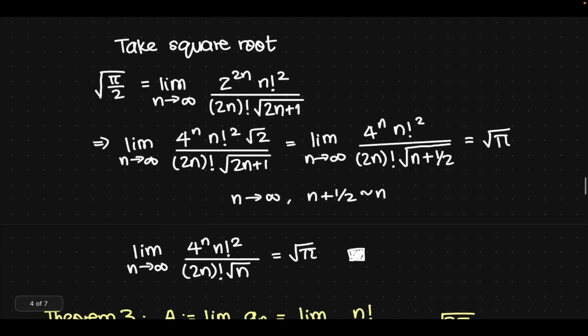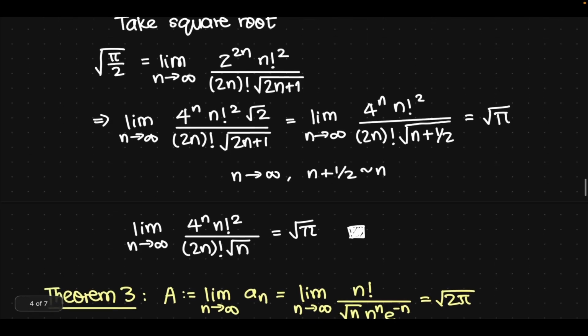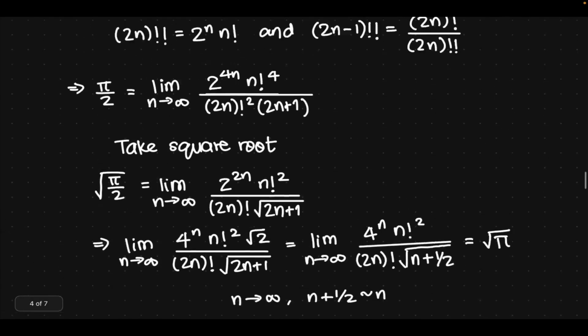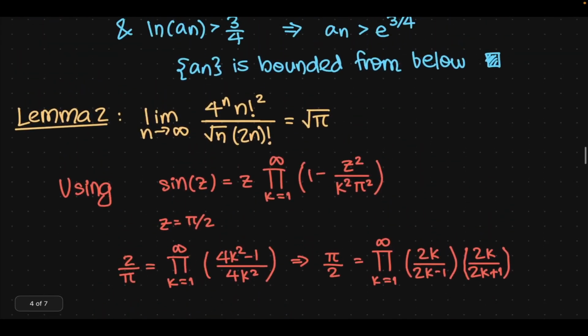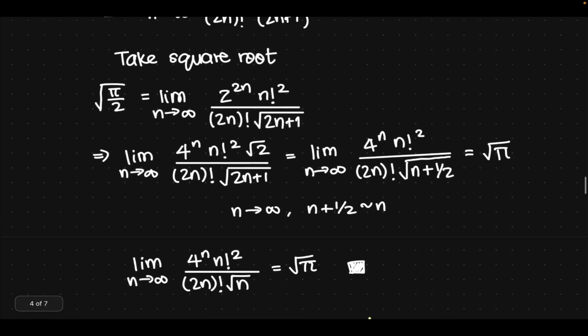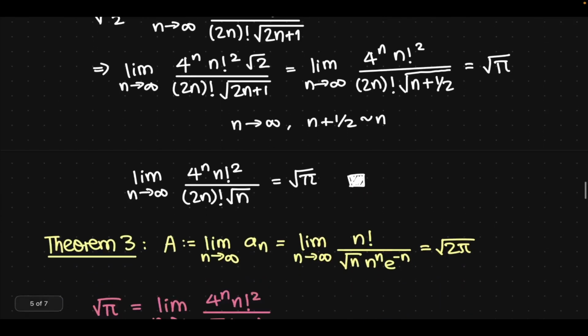So we notice that the limit as n goes to infinity of 4 to the n, n factorial squared, over 2n factorial times square root n, because we can replace this with an n as I said before, equals square root pi. And that's all we had to show for this lemma. You may not see why this is useful right now, but it's going to take us exactly to where we want. And again, hence proved.